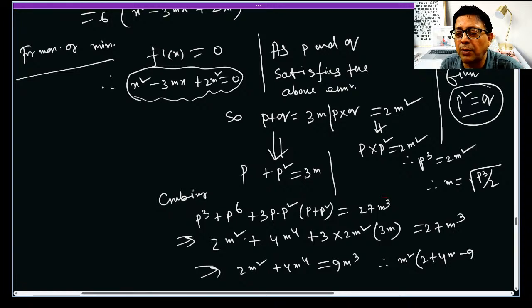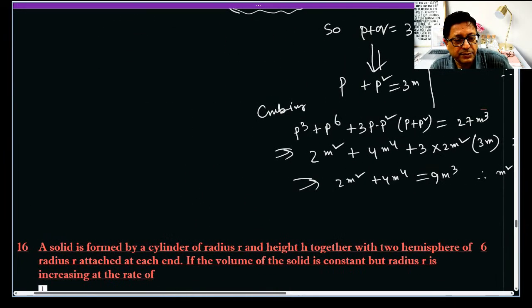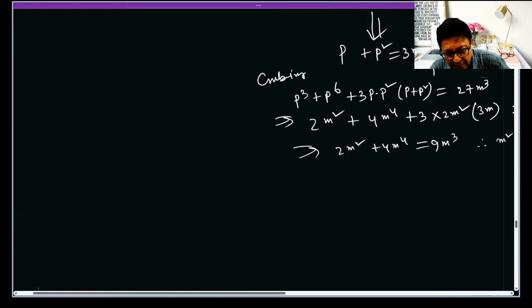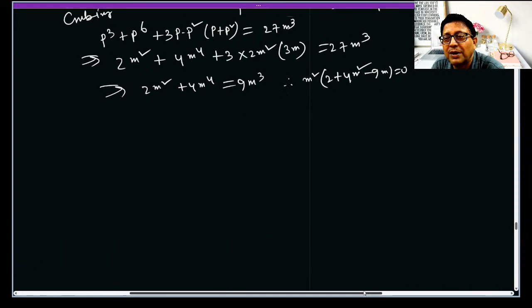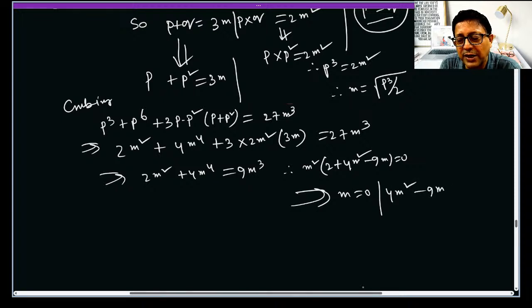M square you are taking common. 2 plus 4m minus... So this is going to be what? Bit difficult sum, huh? Because of this calculation. Can you explain from after? Yes, I'll do. Just a minute. 4m square minus 9m plus 2 equal to 0.